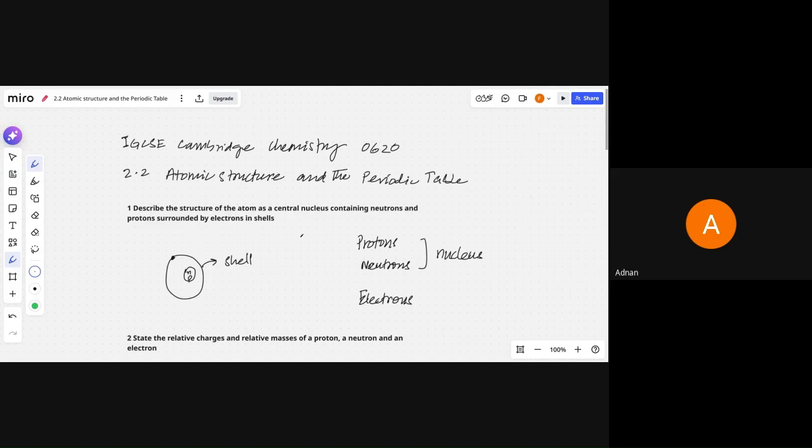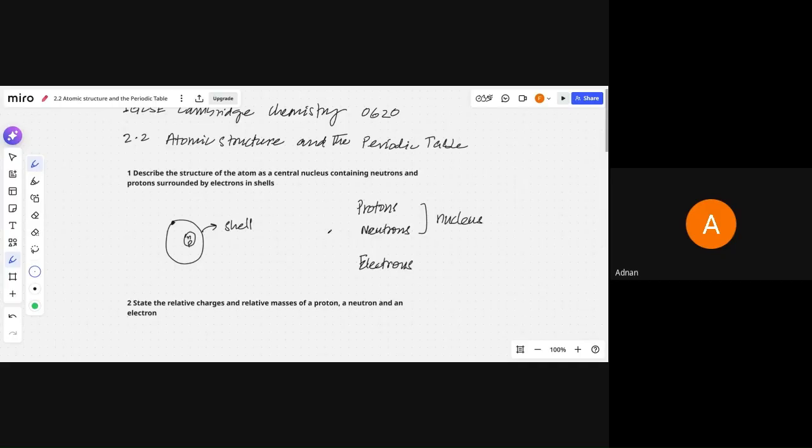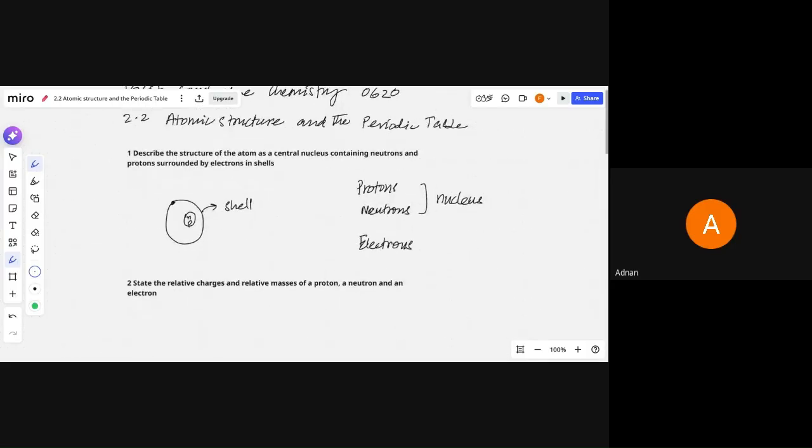Now we move on to the second subtopic, which is to state the relative charges and relative masses of a proton, neutron, and an electron. So in our previous topic, we introduced the three fundamental particles that are found in an atom: protons, neutrons, and electrons. Now we will talk more about them. So let me just draw a table. Subatomic particle, charge, and relative mass.